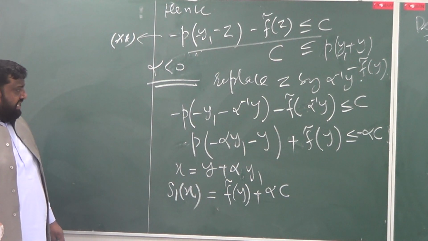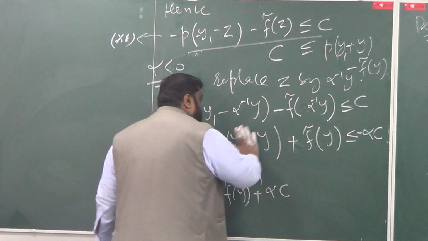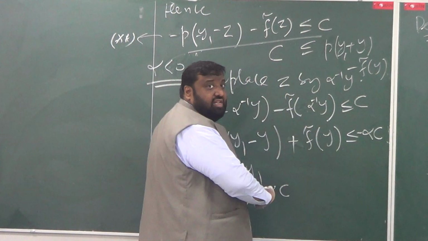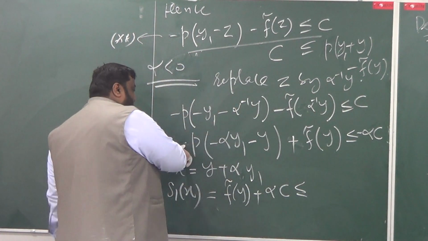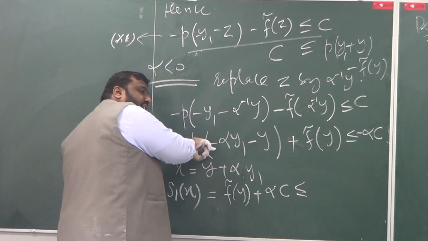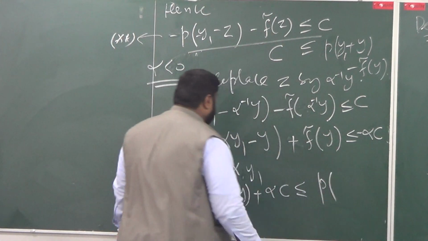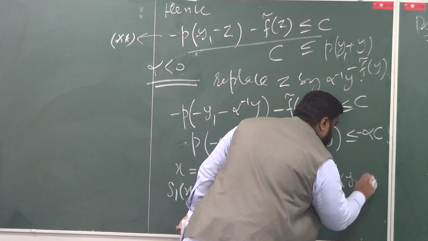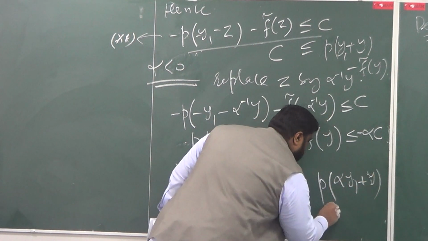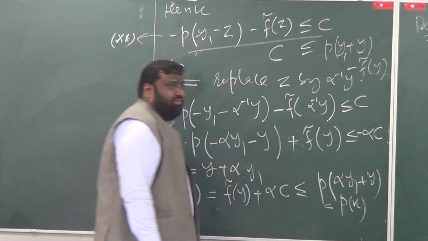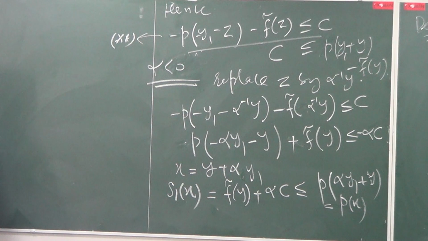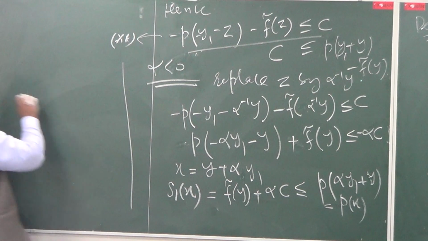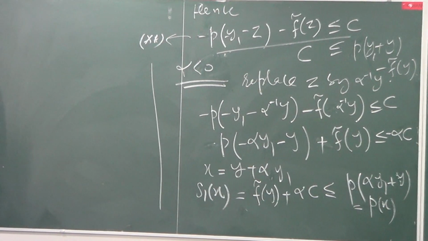And if this is the case, think about it. If I take this quantity on the other side and this on this side, I would say that this is less than or equal to p of alpha y1 plus y, which is the same as p of x. Correct? Okay? So we showed it for when alpha is negative. And how about if alpha is positive? It must be an easy trick now.